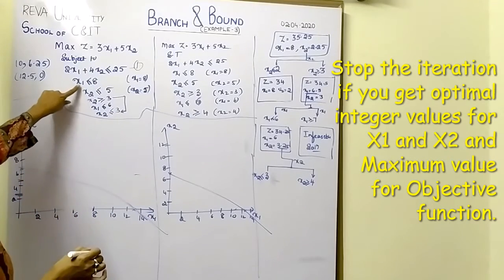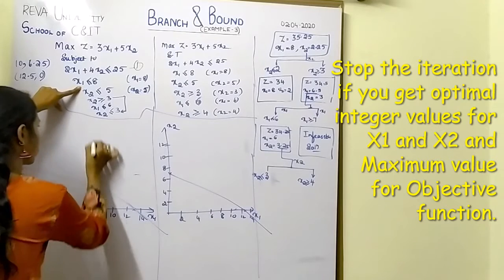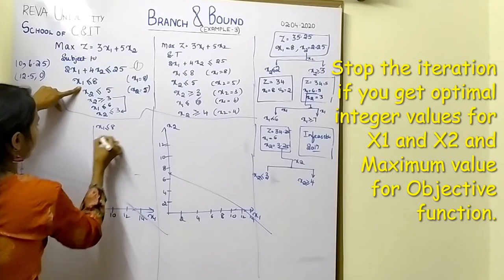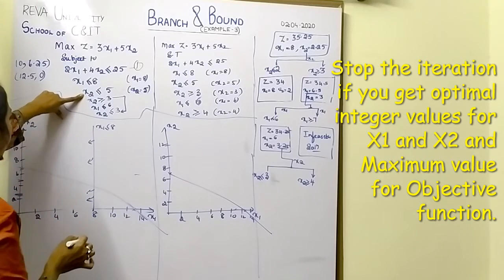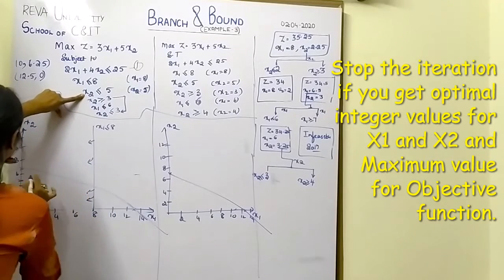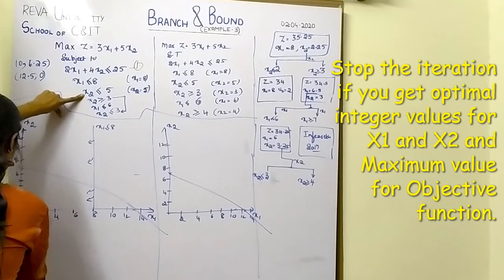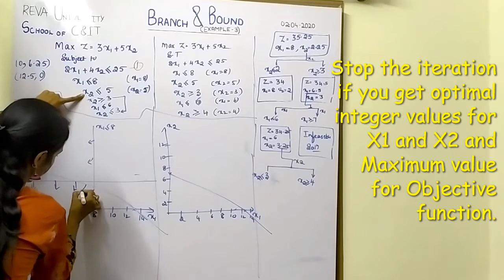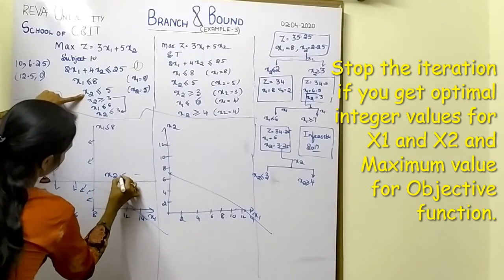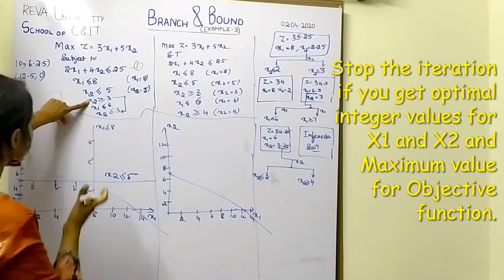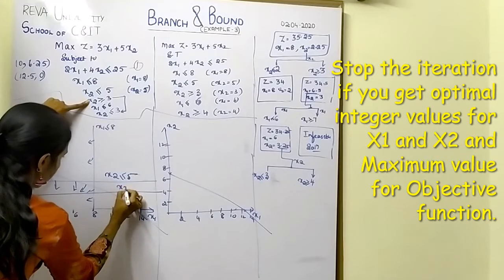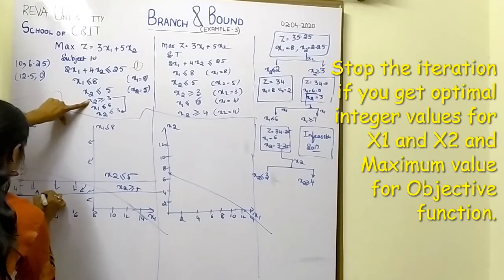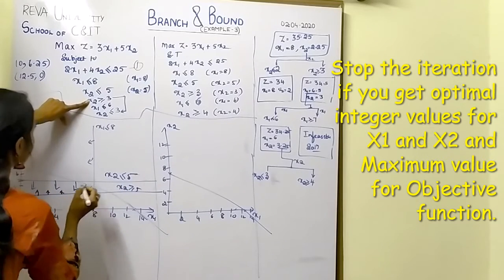Then x1 is equal to 8. So, x1 is less than or equal to 8. So, feasible region is within this. x2 is less than or equal to 5. So, x2, this is 2, 4, 5. So, x2 will be within this region. x2 is greater than or equal to 3. So, again here x2 should be greater than or equal to 5. Again, my feasible region is within this.